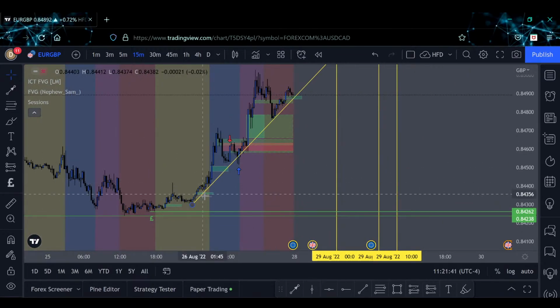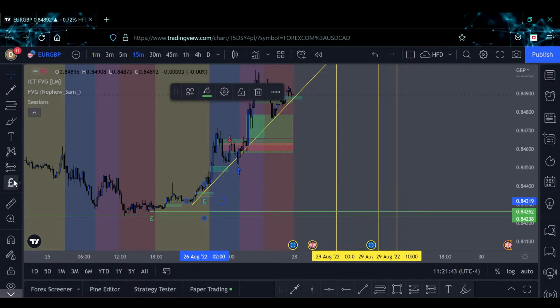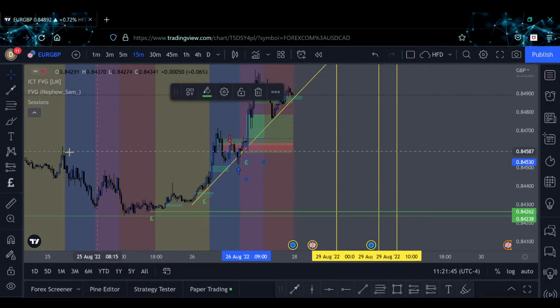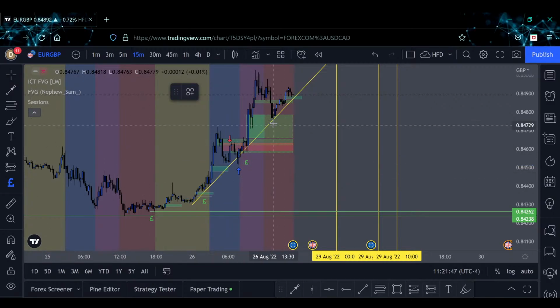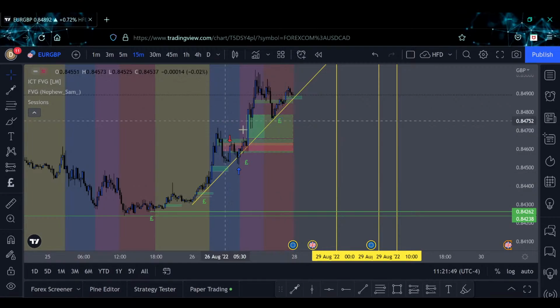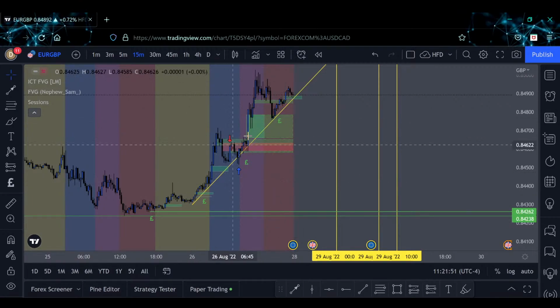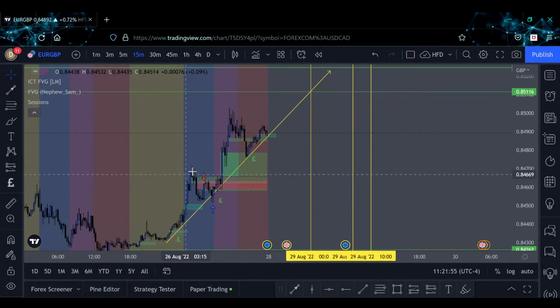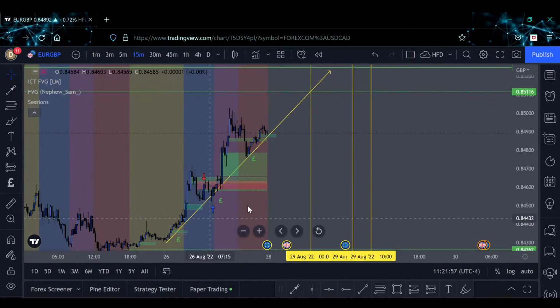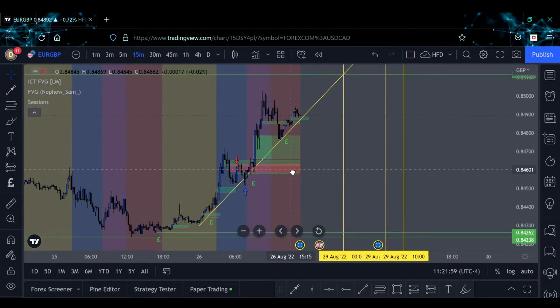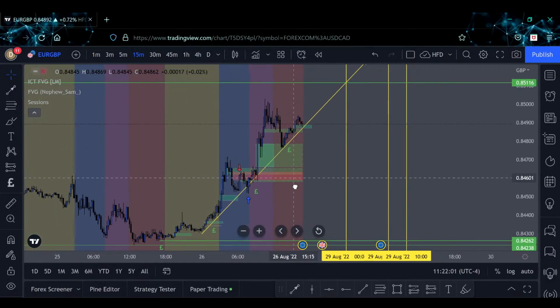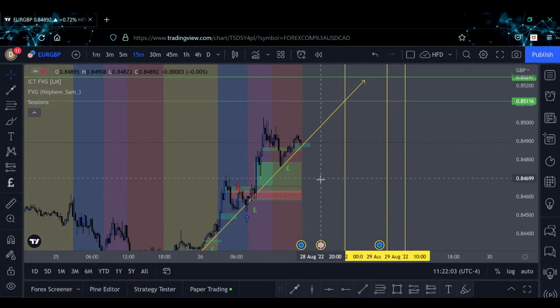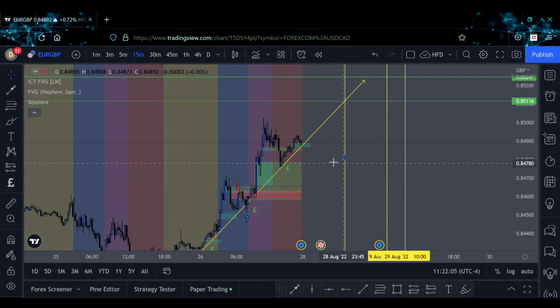And here. Here. Here. Our stop loss is going to be set below here. Price might just break down and run them. We'll see what happens.